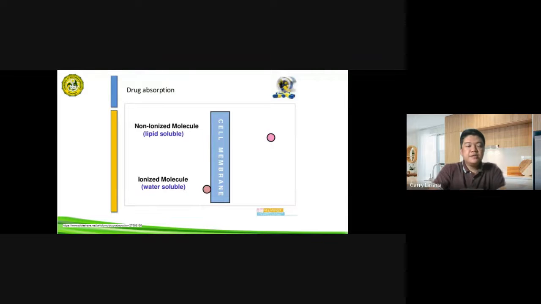So in this example, we have two types of drugs. We have the drug that is non-ionized and the drug that is ionized. Since this particular molecule here is non-ionized, it is non-polar, so it is lipid soluble, and the particular drug can readily pass through the cell membrane. For those drugs that are ionized, polar or water soluble, they are trapped within this side because they will not be able to pass through the cell membrane.